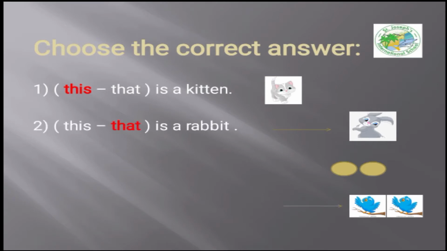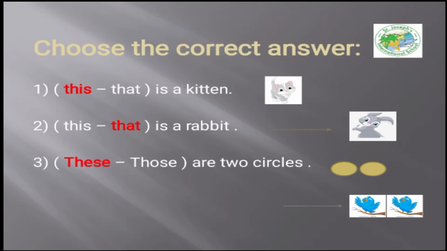And number two, the picture of the rabbit, it's far from the sentence. So we use that is a rabbit. That, not this. Okay, what about number three? The two circles here are close to the sentence. So we use the word these, not those. These, not those.